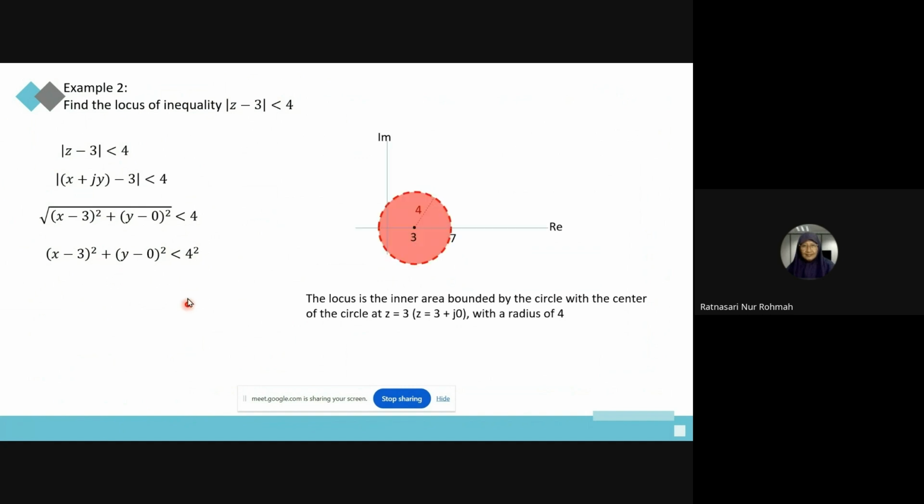So for this mathematical expression, the locus is in the form of the area bounded by the circle, with the center of the circle at z equal to 3 and the radius of 4. I am coloring this graphic pink to show that the locus is the inner area, not the outer area of this boundary line.